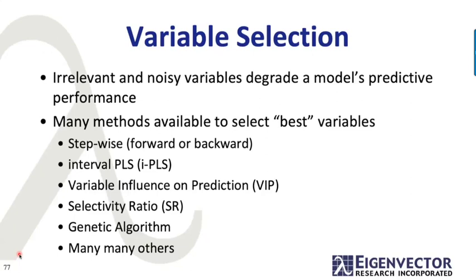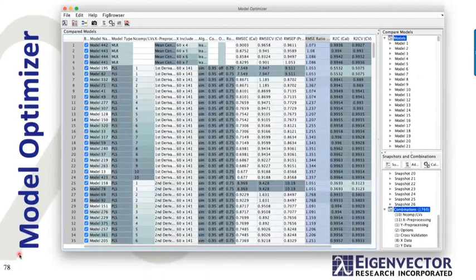Okay. So all these combinations of pre-processing and variable selection can lead to a lot of different combinations of models. What I'm showing here is a screenshot out of our model optimizer tool that can help you first create all these combinations of models with different pre-processings and variable selections, and then evaluate them. And that, of course, would take a while to go through.